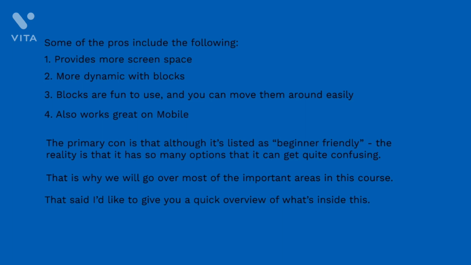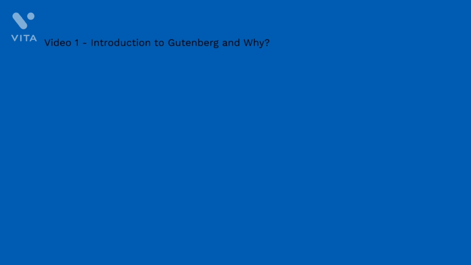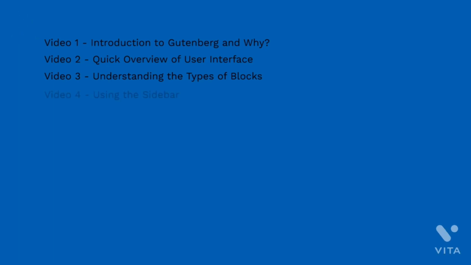This is video number 1, obviously. Video number 2, we're going to give you a quick overview of the user interface. Video number 3, we're going to talk about the different types of blocks so that you're aware of the many blocks that are available to you. Video number 4, we'll talk about using the sidebar, which is on the right-hand side, that pertains to each block. Number 5, we'll talk about common blocks that are available to you. And of course, video number 6, we'll talk about formatting blocks.